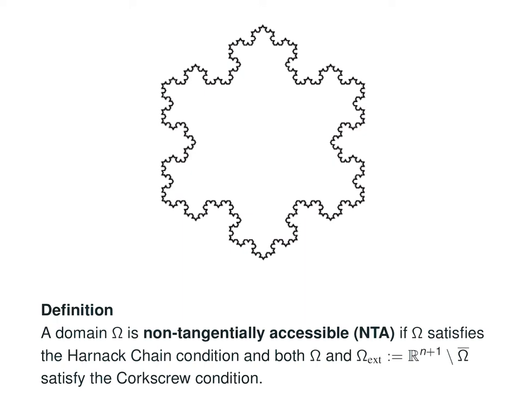We finally arrive at the definition of a non-tangentially accessible domain. So we say that a domain omega is non-tangentially accessible, or NTA for short, if omega satisfies the Harnack chain condition, and both omega and its complement, the exterior domain, satisfy the corkscrew condition. That means between any pair of points, we can find a short Harnack chain between those points contained inside the domain.